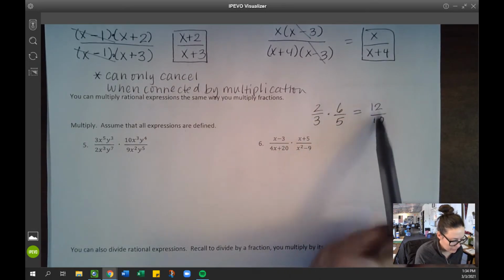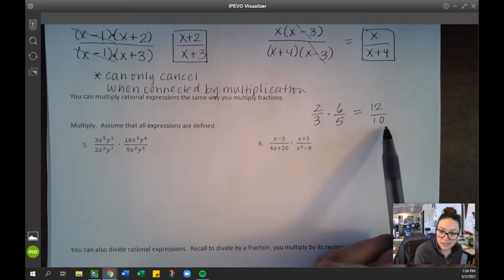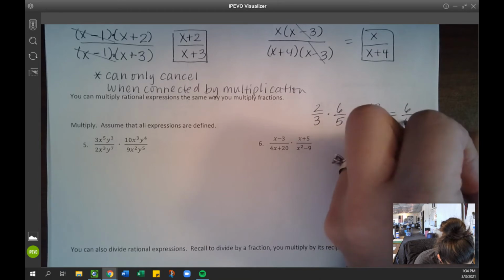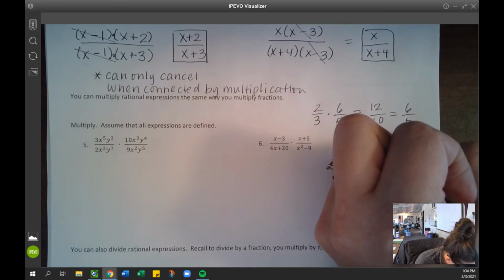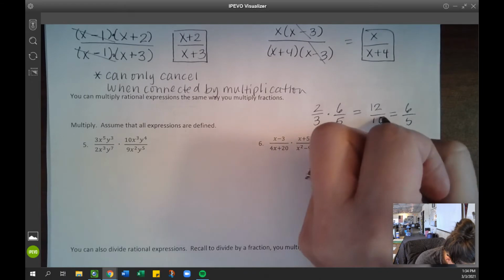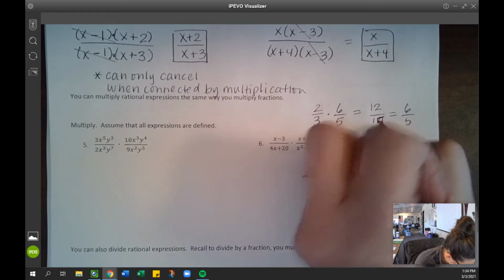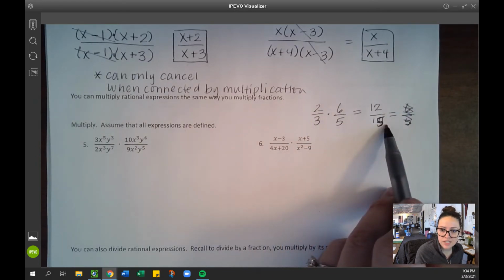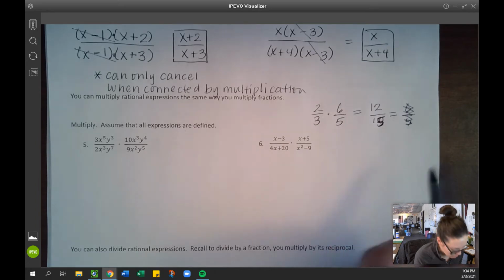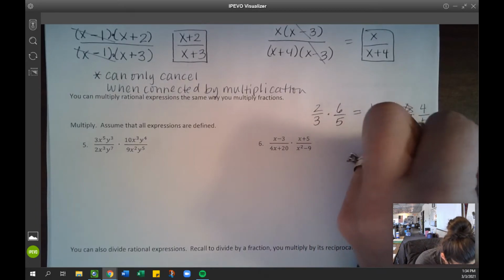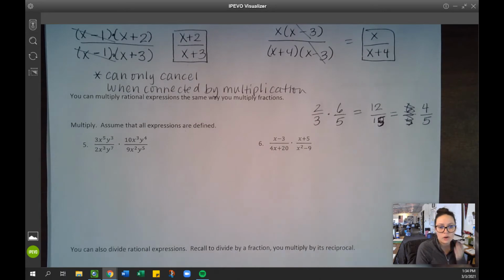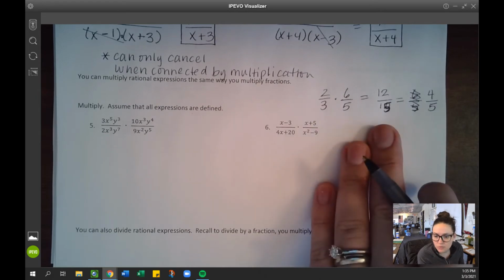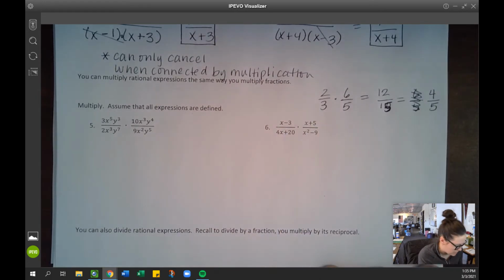And once I have multiplied across, I'm going to say, okay, can I simplify this at all? Is there a common factor? Okay, let's try this again. So 2 times 6 is 12, 3 times 5 is 15. 12 and 15 are both divisible by 3, which gives us 4/5. Okay, so we're going to do a similar thing here, except hopefully I won't make any more silly mistakes like that.